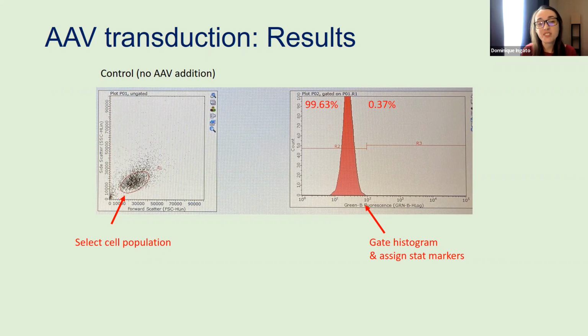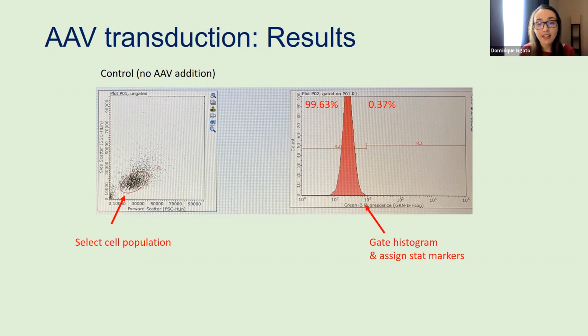So we want to specifically select that cell population, and then we're only going to analyze the results from that cell population. So for our graph on the right, we're going to apply a gate so that we only look at those events or those cells that showed up in the circle. On the right, on the x-axis, we have our amount of green fluorescence, and then on the y-axis, we have the cell count. So you can see that we have a nice single peak here, indicating that our cells all fell within this single peak.